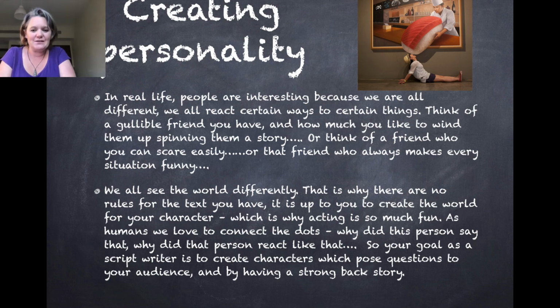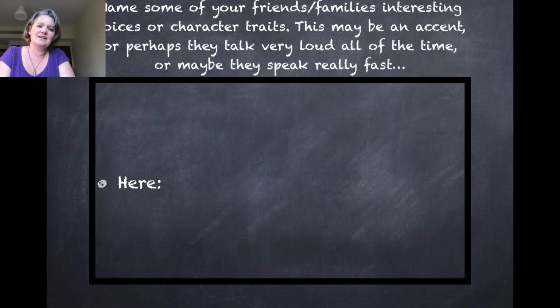As humans, we love to connect the dots. Why did this person say that? Why did that person react like that? So your goal is to create your characters which pose questions to your audience. But they need to be held up by a strong backstory, and that's what we're going to create for our characters. So what we've just been talking about is some interesting voices or character traits that maybe your friends or family have. Maybe it's an accent, or they talk very loud, or they speak really, very fast, or like we said, they're really gullible, they scare easily, anything, yeah?